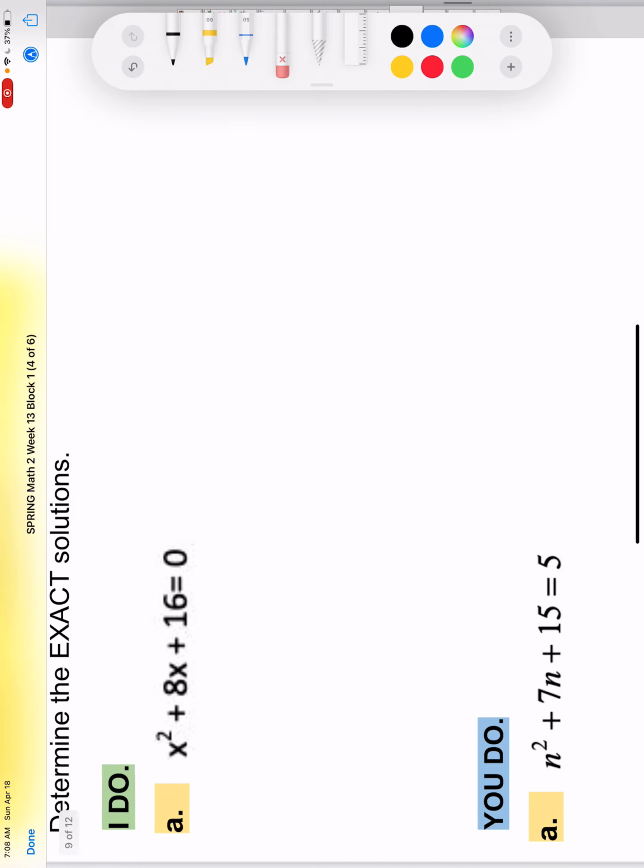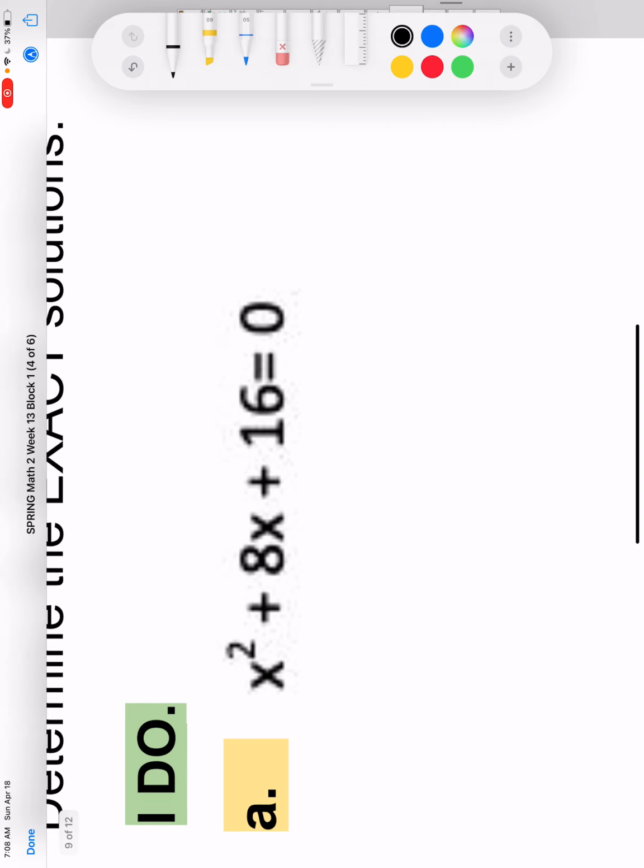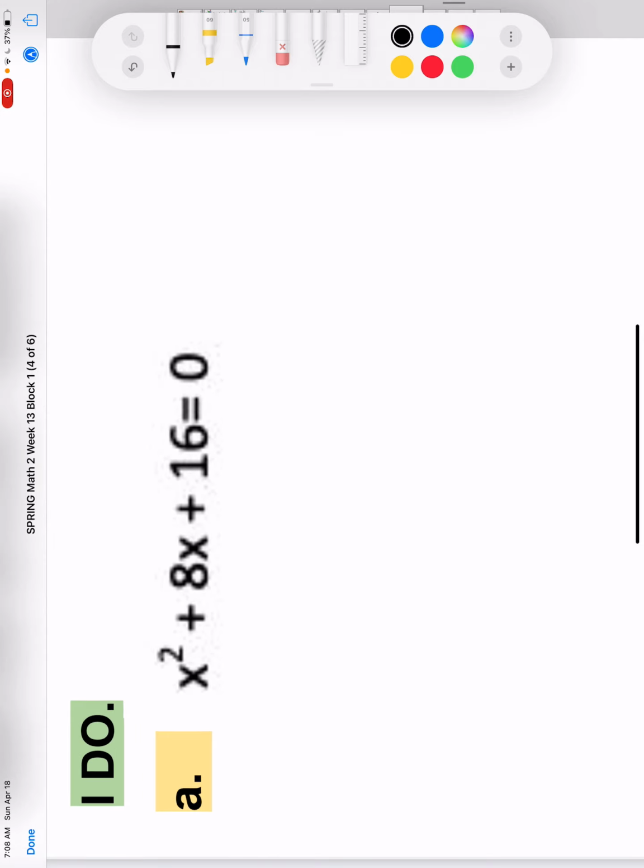All right, on the next page, so we have more problems where we're determining the exact solutions. So again, we want to find our roots. Now, this time we have a trinomial. We have x squared plus 8x plus 16 equals 0. What we're going to do is factor this trinomial. That's the best way to solve if you have a trinomial.